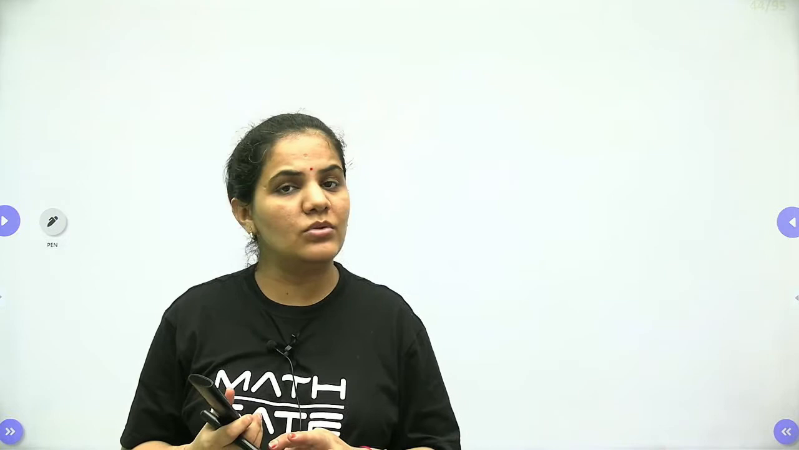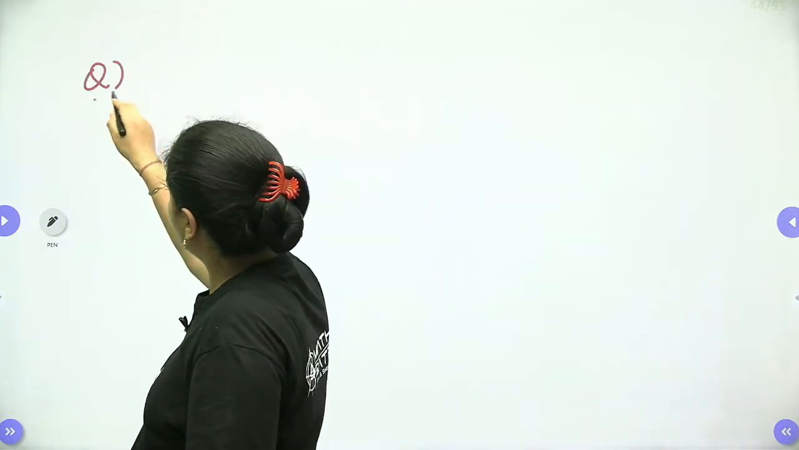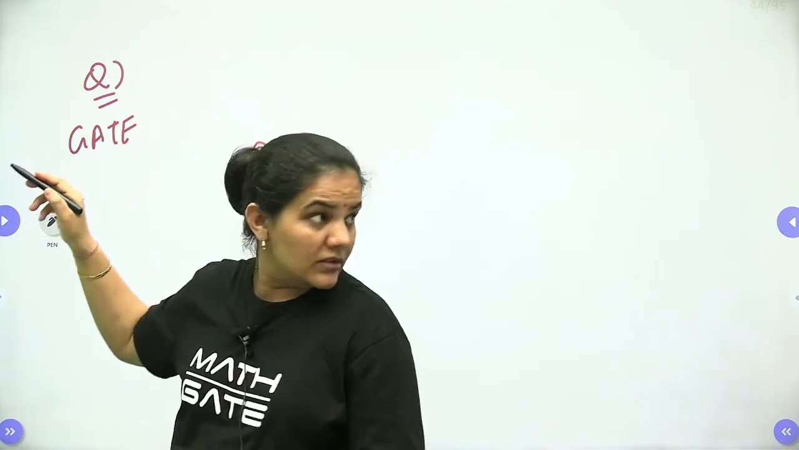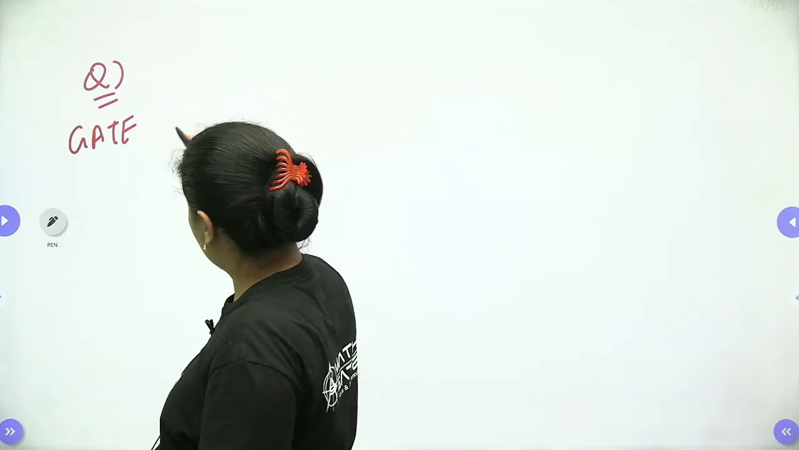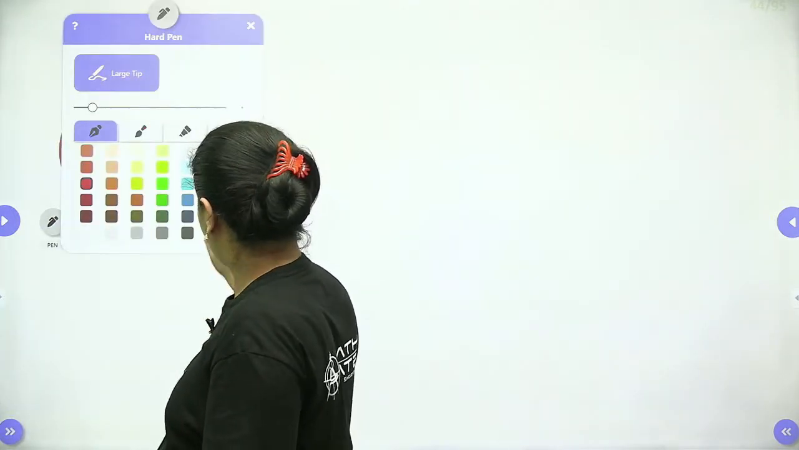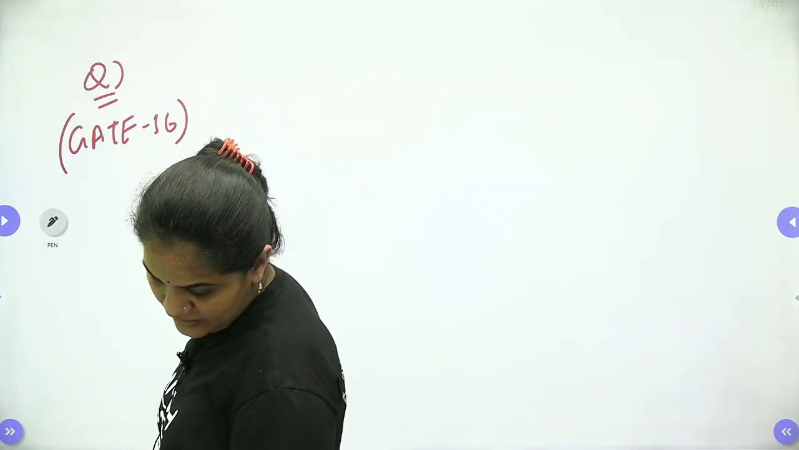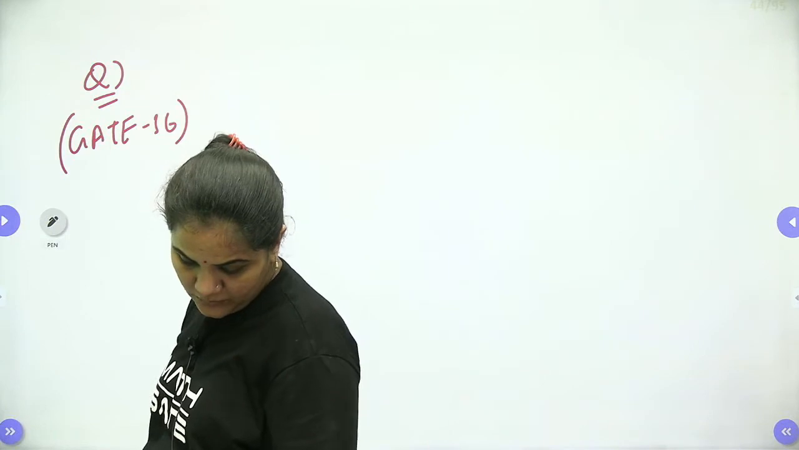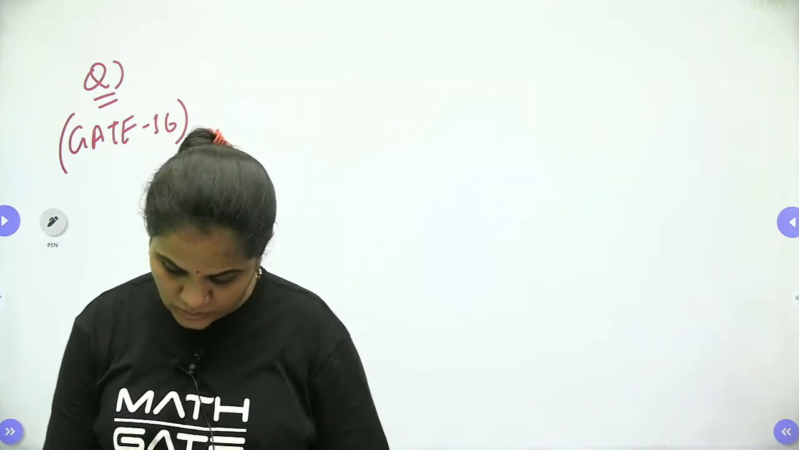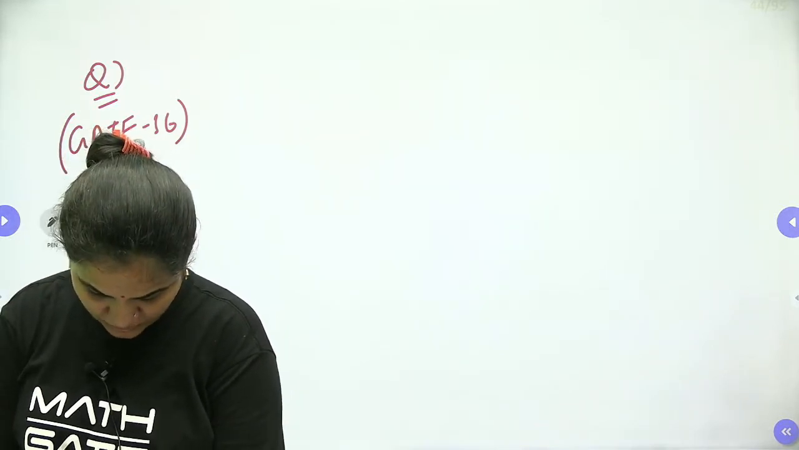I will show you how to construct an analytic function. So this is a GATE 2016 question, which was asked as a 1 mark question. When we approach it, we have to find the value of the unknown quantity k. Again, here we have an unknown quantity k.